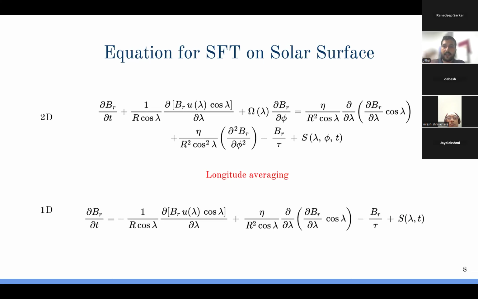If you average this 2D SFT equation along the longitude, you will get the 1D SFT equation. There are no phi's in the 1D equation. This 1D equation is mainly studied to understand the polar magnetic flux values, and also to study how strong the next polar cycles will be. There have been many studies related to how the polar magnetic flux of a solar cycle is related to the upcoming cycles. So for such studies, people have used the 1D SFT equation very prominently, and the 2D SFT equation can be used to actually evolve specific active regions on the solar surface itself.